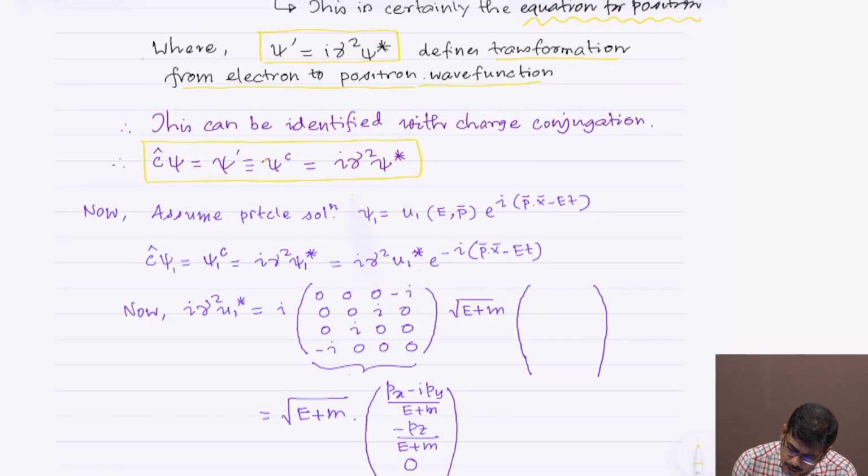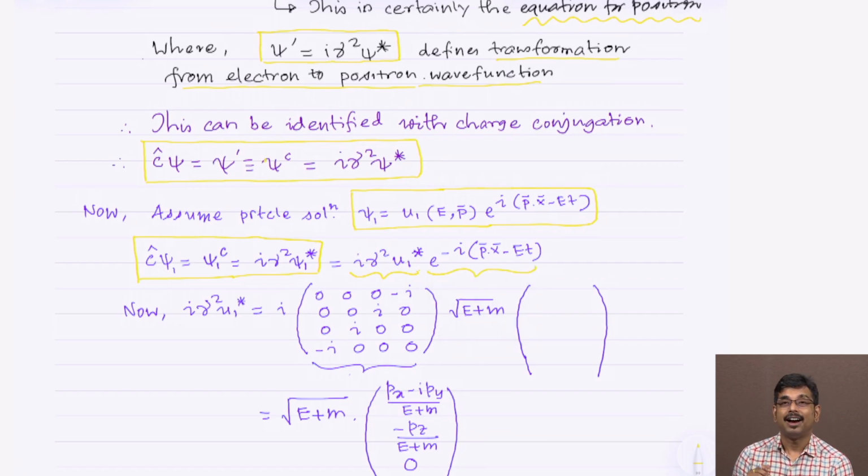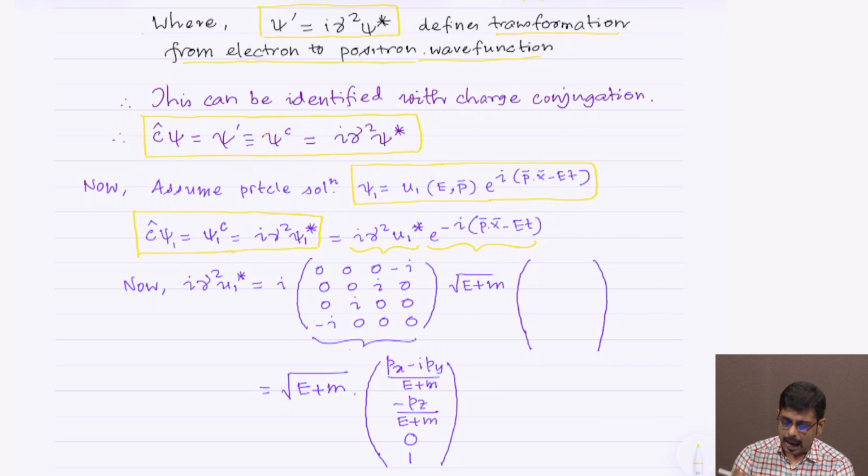So, for example, psi 1 was what? This was actually u1(E, p) e to the power i(p·x − Et). Now, what happens if I take C psi 1, which is psi 1 c, which will be in turn i gamma 2 psi 1 star. So, therefore, this will become i gamma 2 u1 star into e to the power minus i(p·x − Et). You already see in the phase space part, it has already started to resemble that of the antiparticle case. Now, I have to explicitly find out what is i gamma 2 u1 star here, and that is simple.